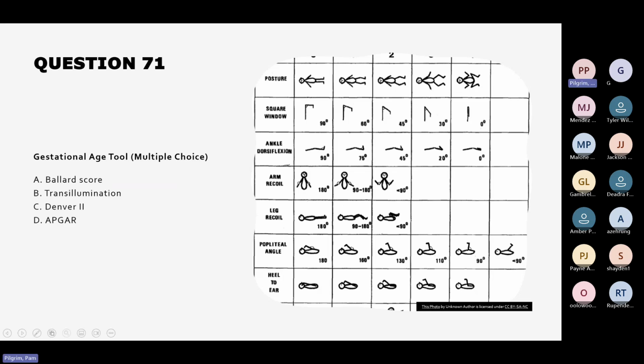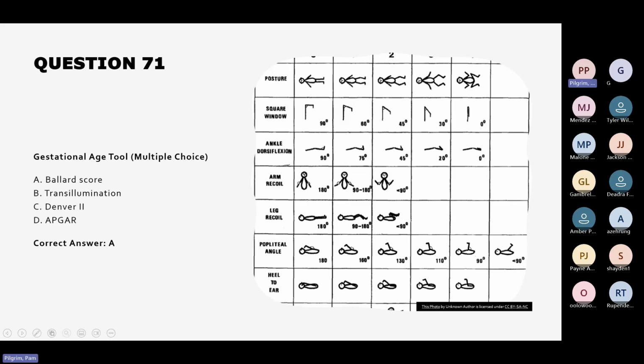This is the gestational age tool. What is the name of it? Which one is it? Which tool do we use to figure out gestational age? The answer is A, Ballard score.